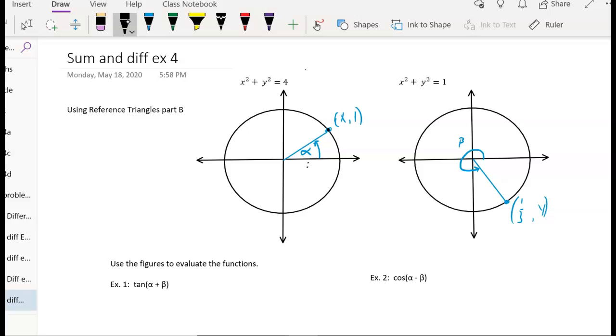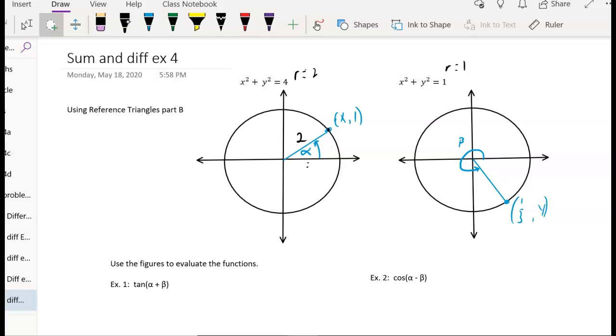And this example is going to be similar to the last one where we're going to have reference triangles. This time the diagrams are given to us rather than information about the diagrams. Well, actually it's a combination, so we have the diagram but we also have a little bit of information. And remember Pythagorean identity, this is x squared plus y squared equals r squared, so that means that for this one r is 2, and for this one, r is 1. And so we can just put those radii into the triangle.